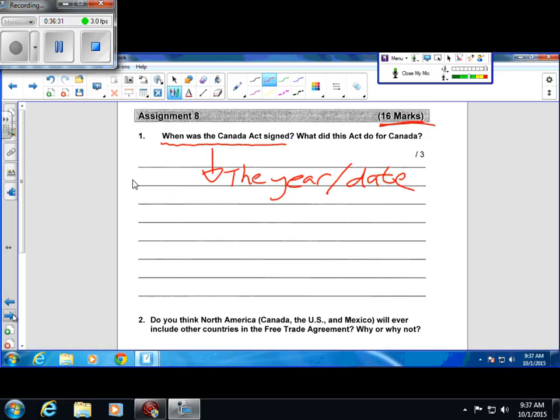When was the Canada Act signed? So I'm looking for the date or the year of when it was signed. The other part of the question was what did it do for Canada? What did this act do for Canada? So its purpose, the goal.